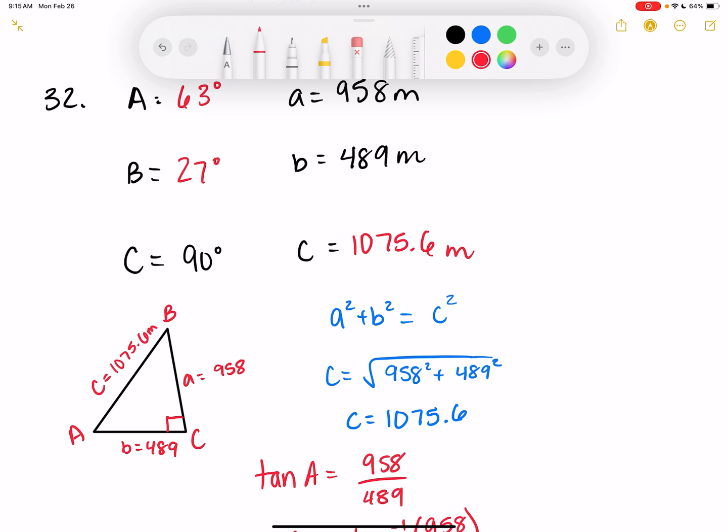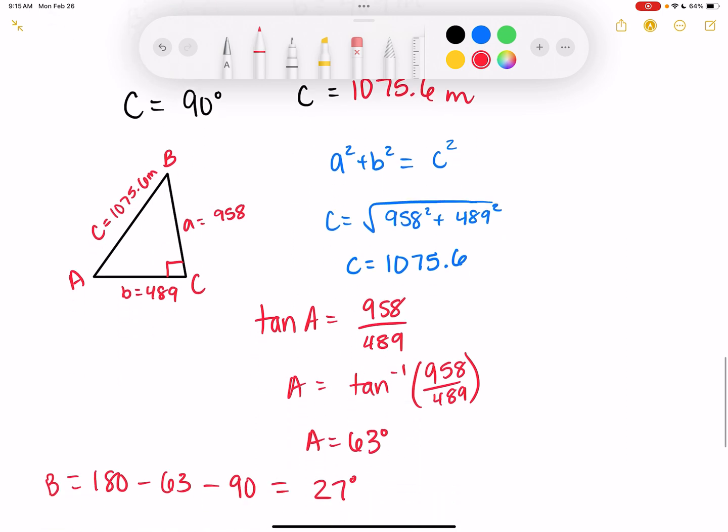All right, bell's about to ring, so walk through this. So we had to get side C first. Well, we didn't have to, but that's what we did. So a squared plus b squared equals c squared. So c is equal to the square root of 958 squared plus 489 squared, which is 1075.6. Then I did the tangent of A, because that's what y'all did last time, so I just chose the same one, is equal to 958 over 489. Took the inverse tangent of that and got 63 degrees, and then did 180 minus 63 minus 90 to get 27 degrees for angle B.